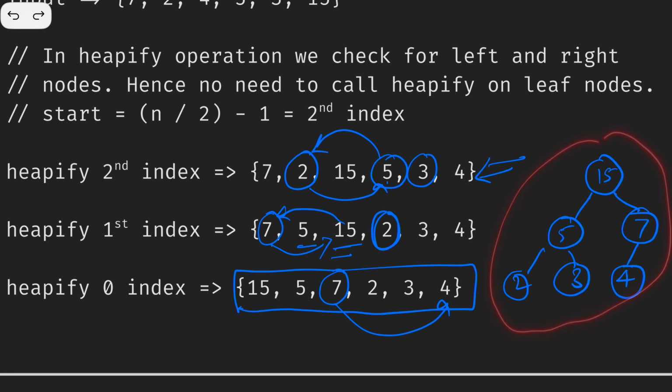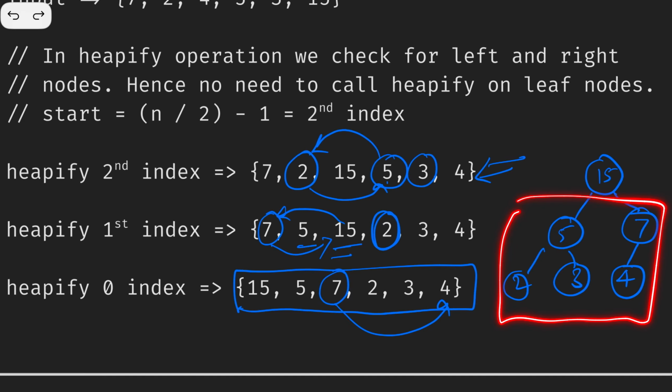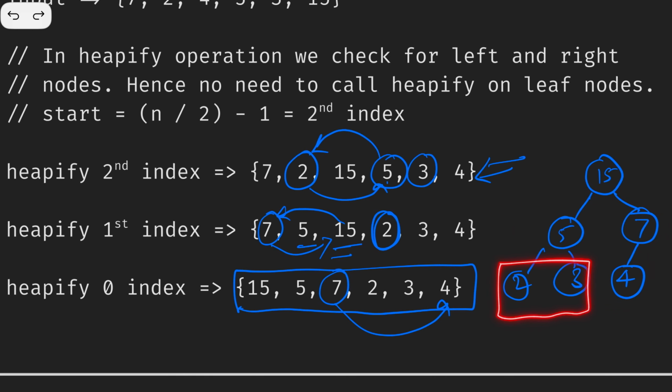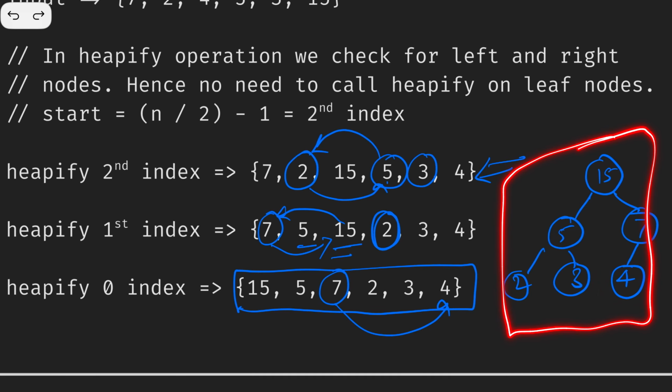Now look at this. This is a complete binary tree. Also, the value of every single node is larger than all its descendants. 15 is larger than all of them. 5 is larger than 2 and 3. 7 is larger than 4. So ultimately you have a heap data structure.